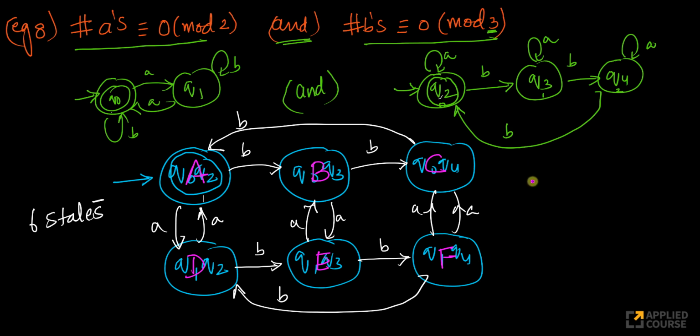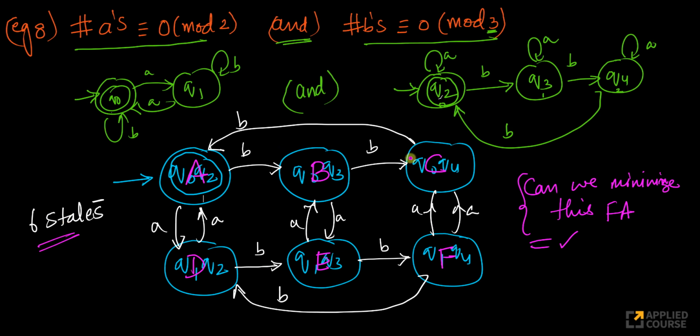Now let's try something interesting. Can we minimize this finite automata further? We don't know. Let's try that. There are some interesting strategies that we can discuss. So I'm calling this A, B, C, D, E, F. I have 6 states, right?